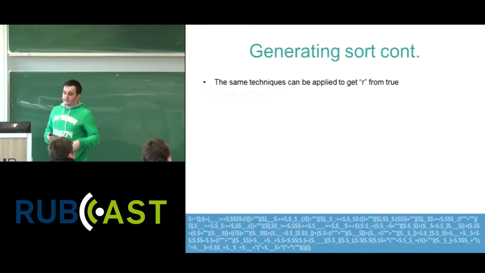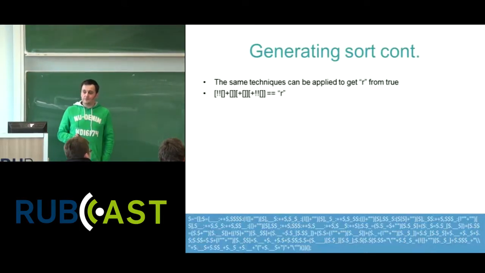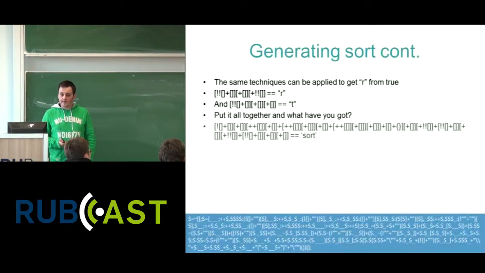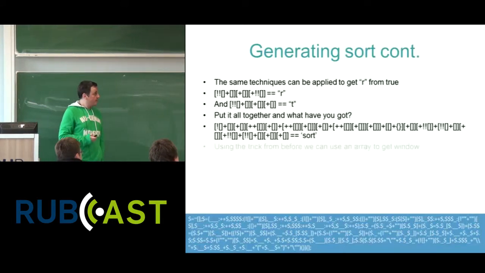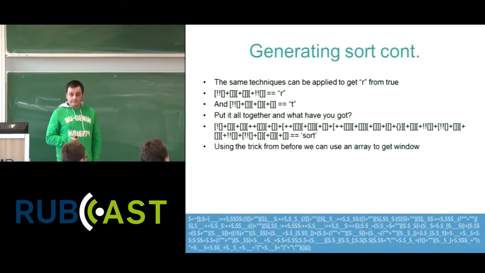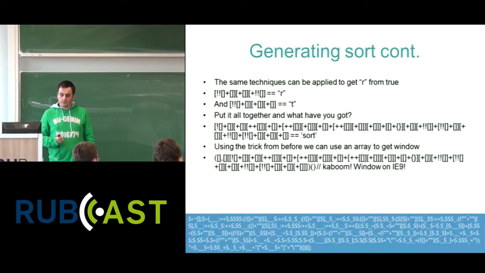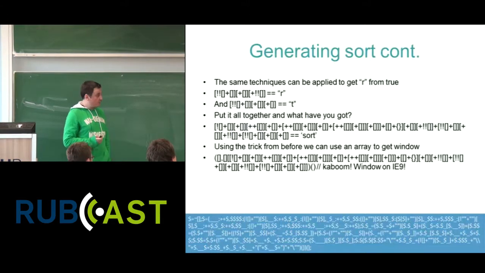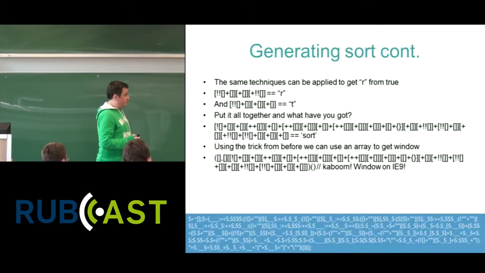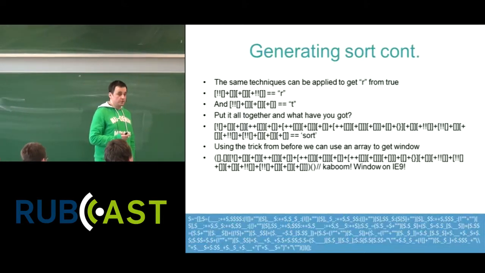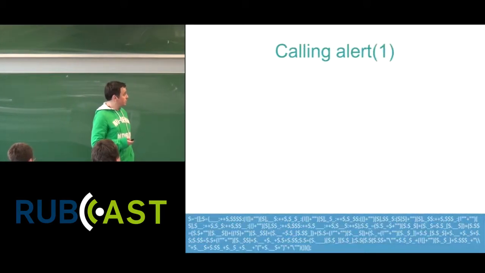The same techniques can be applied to get the other letters using the true. And that's sort. So there we go. That's how you get window. You're combining all those techniques to generate the string sort. You're then calling the function using the technique I showed you before. And once that function is called, it will then return window.